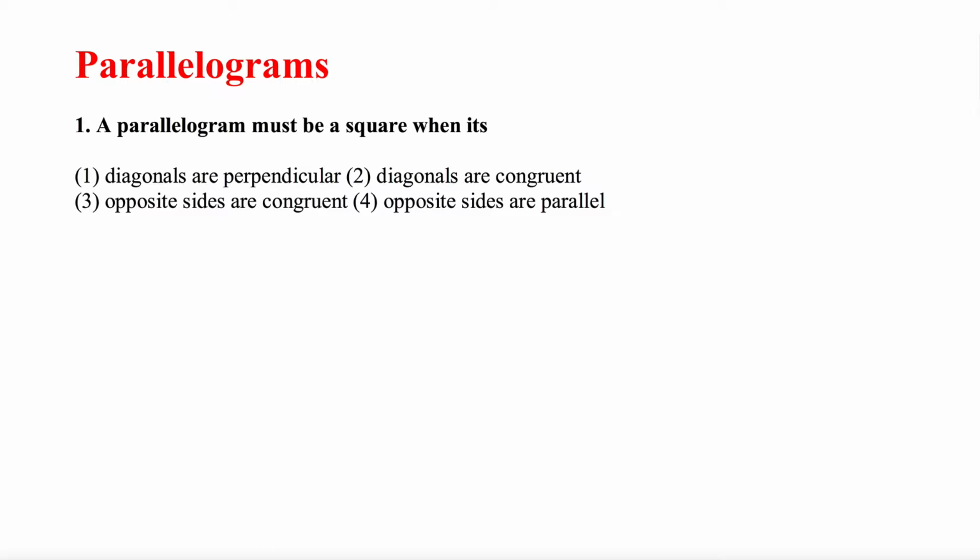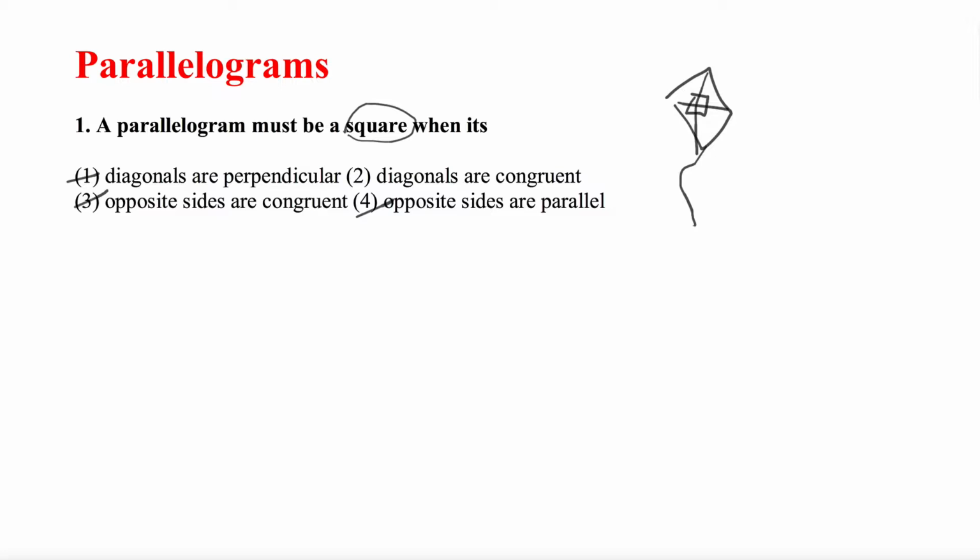Hopefully I fly through. A parallelogram must be a square. What that basically means is some of these are true only of squares and not parallelograms, so not standard parallelograms. So diagonals are perpendicular is actually true of a rhombus. We say it's like a kite because it's a little pointed and it's perpendicular. Opposite sides congruent is true of any parallelogram. Opposite sides parallel is true of any parallelogram.